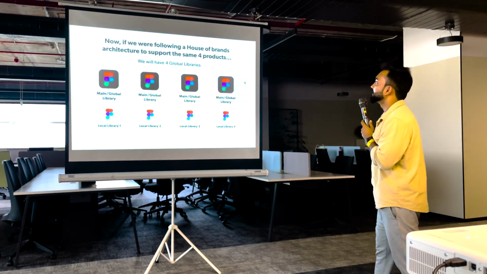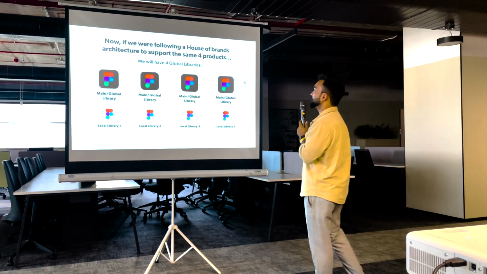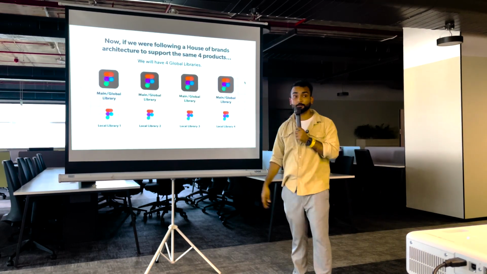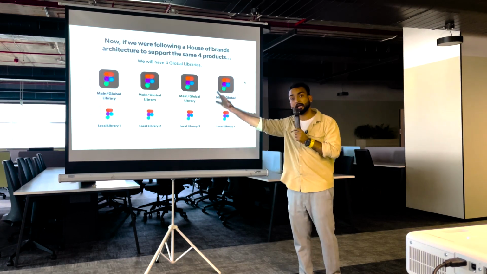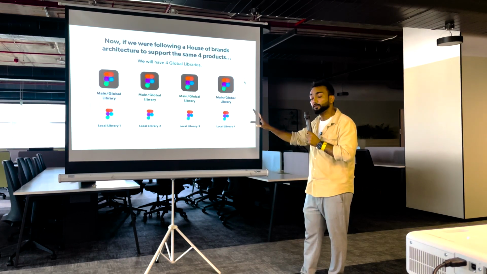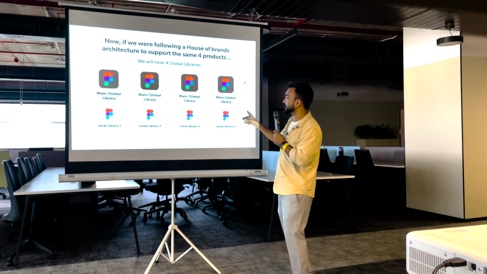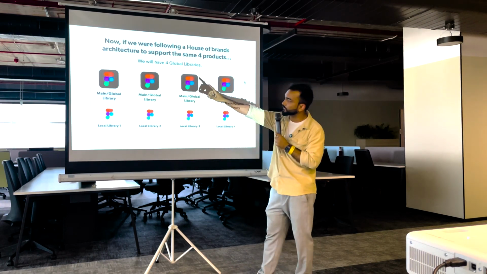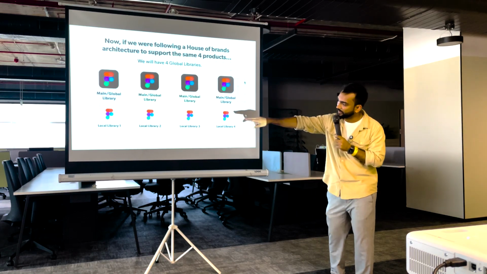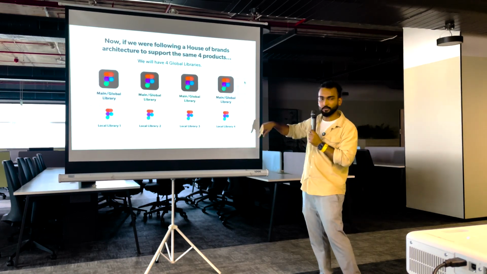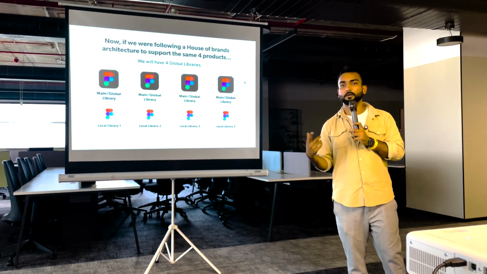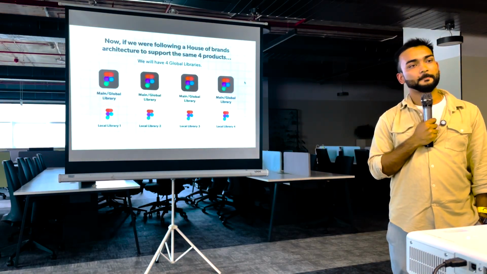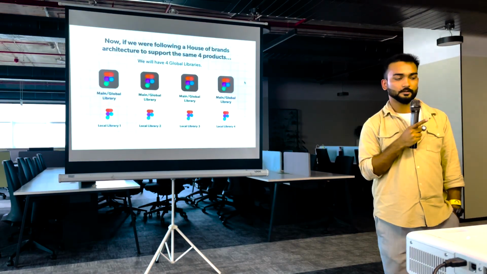Next. Now imagine if it was not a branded house, it was a house of brands, which means every brand had its unique library, unique identity. In that case, this is the kind of architecture that will happen: every brand will have one main library and one local library. One main, one local. Is that making sense to all of you? Or is it too new and too boring? Make sense so far?